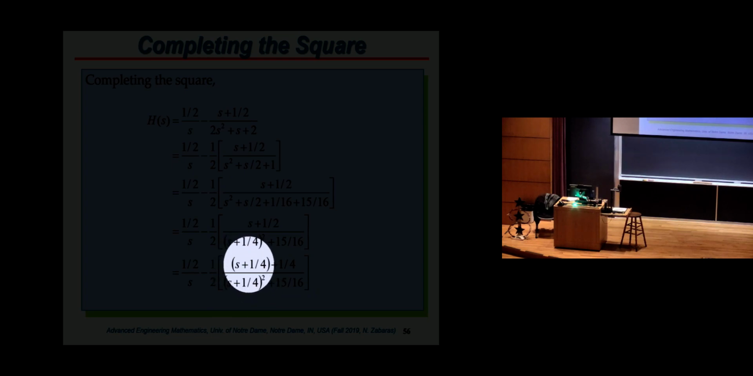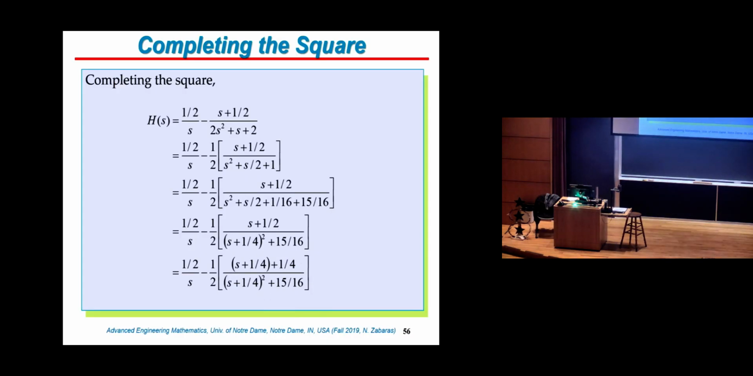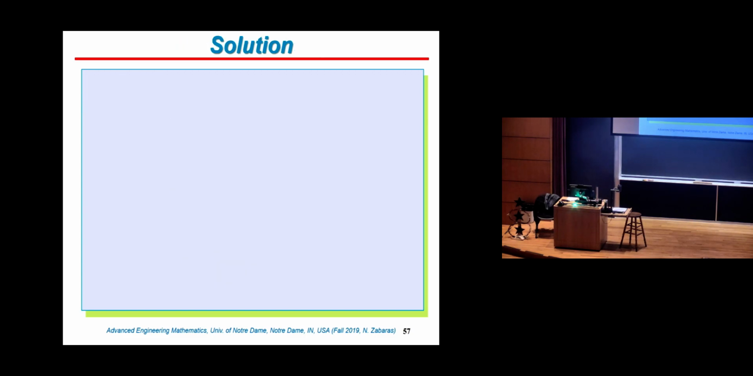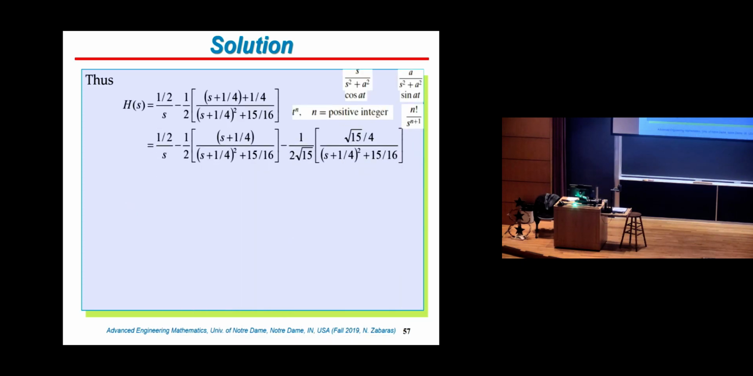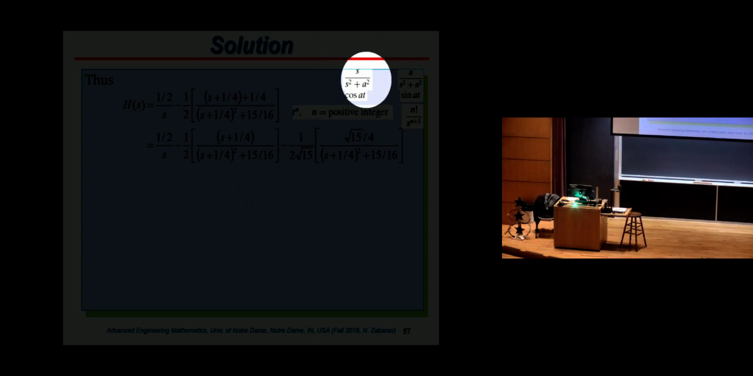Do we know what the function is that has a Laplace transform s divided by s squared plus something squared, actually? What's the inverse Laplace transform? So s over s squared plus alpha squared is cosine. Alpha over s squared plus alpha squared is sine of alpha t, okay?